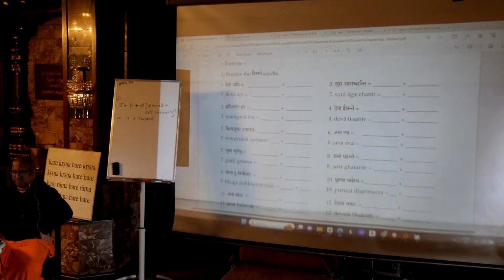Deva api. Yes, Mataji, what should it be? Deva api. It is becoming Deva api. So what should this be originally? Devaha api. Very nice. Manigana iva. Julian Prabhu.